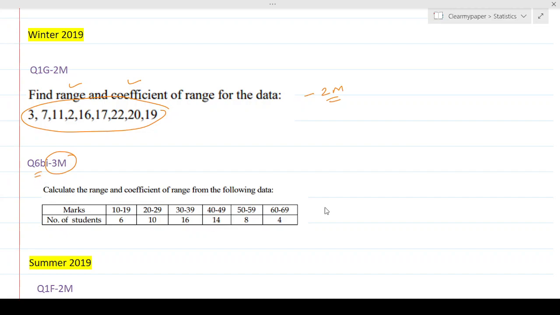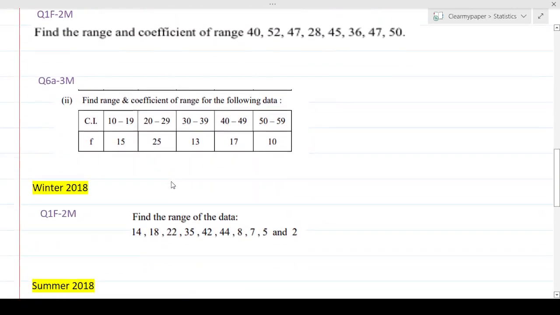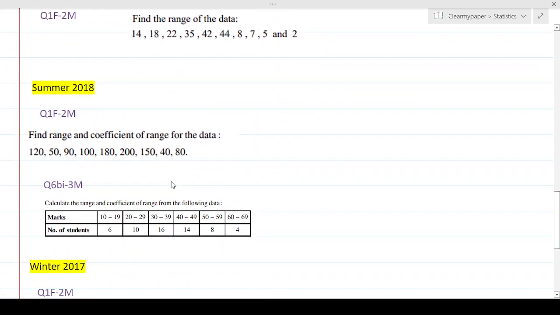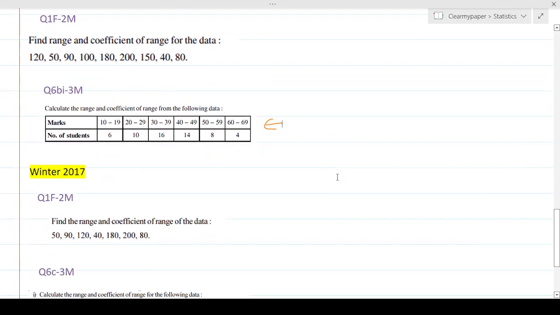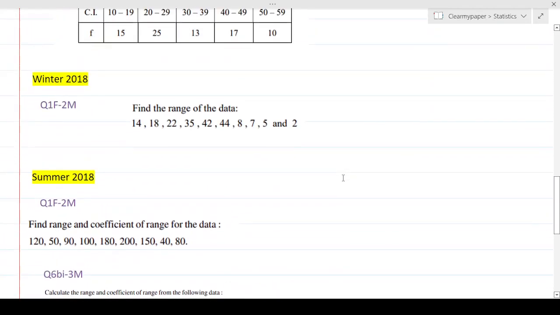Usually you'll get some grouped data with class intervals, and you still have to find the range and coefficient of range. And this particular problem, if you see, has repeated many times, at least 2 times. If you see this over here, it's repeated. So typically there is not a variety of problems, it keeps on repeating, so it's very easy.